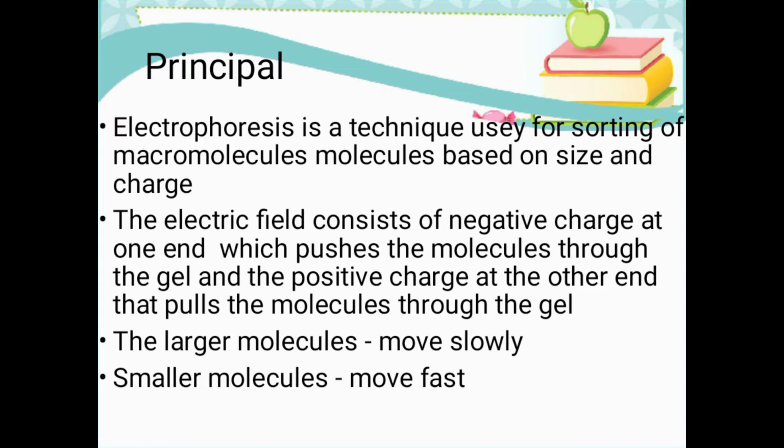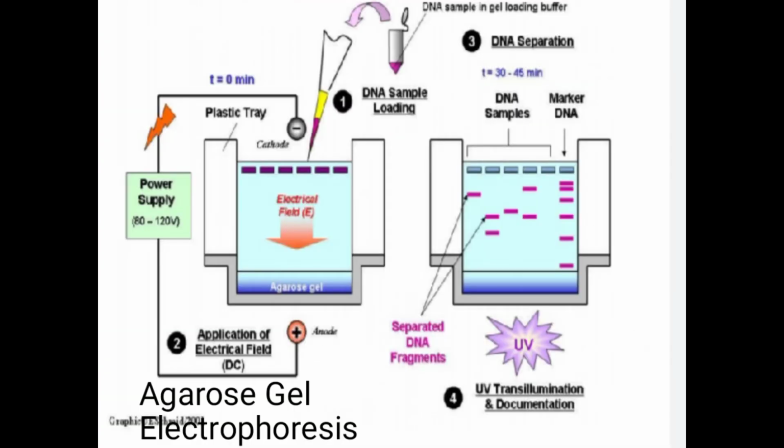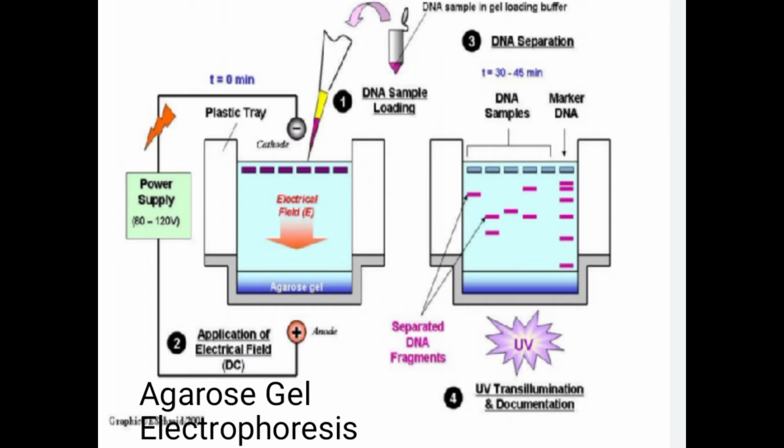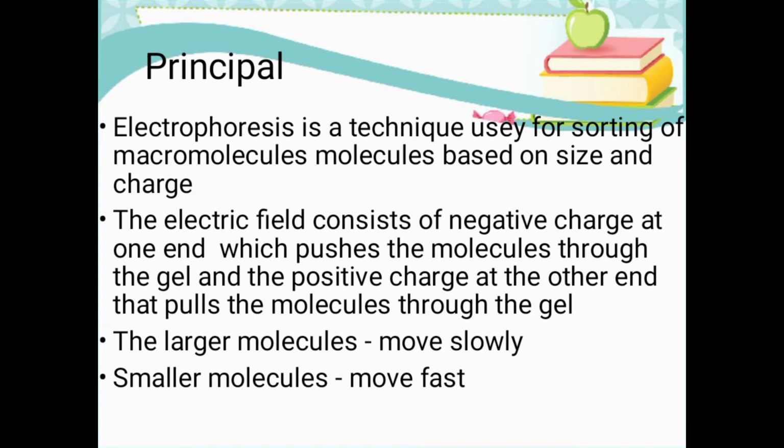If several samples have been loaded into adjacent wells in the gel, they will run parallel to the individual planes. Friends, if you see this figure, you notice that this is the figure of DNA separation, and in the second figure you will see that the larger molecules run very slowly in agarose gel, while the smaller molecules move faster in the agarose gel electrophoresis.